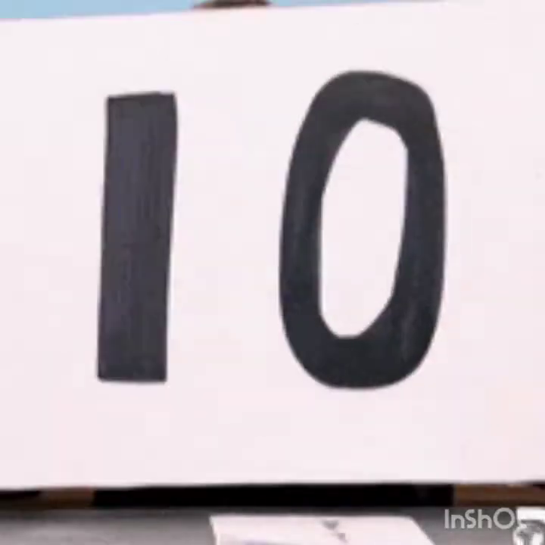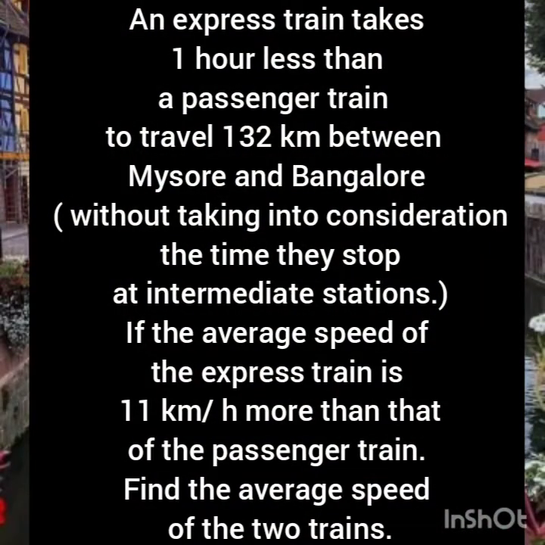Question number 10. An express train takes 1 hour less than a passenger train to travel 132 km between Mysore and Bangalore without taking into consideration the time they stop at intermediate stations. If the average speed of the express train is 11 km per hour more than that of the passenger train, find the average speed of the two trains.